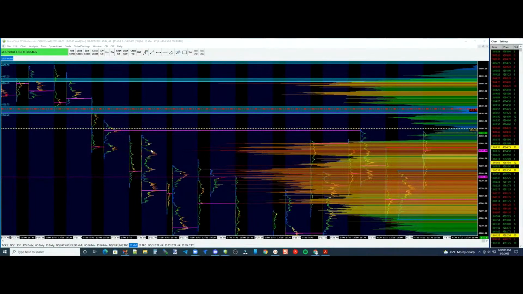But the thing is that Sierra Chart has so much functionality, but with what I use it for, I use probably a tenth. So let's go ahead and get started. We're going to go over the volume by price today.